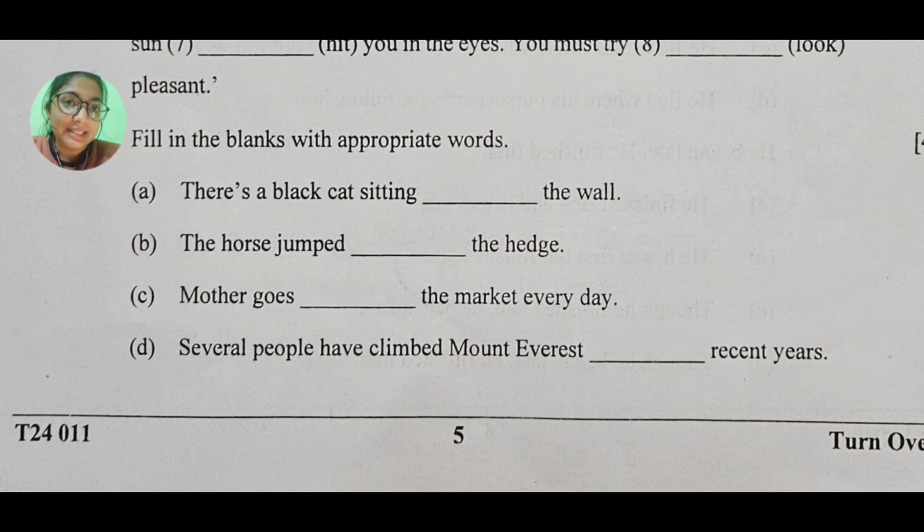So the first one is, there's a black cat sitting on the wall. Number B, the horse jumped over the hedge. Okay, then number C, mother goes to the market. Number D, several people have climbed Mount Everest in recent years. So is it clear till here? Now we move on to page number 6 for the rest of the grammar part.